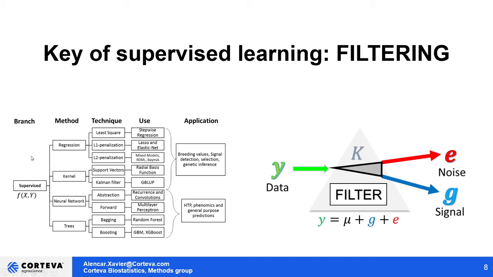From all the supervised machine learning methods, we are accustomed to four major types: regression type and kernel type, which are two that we use a whole lot to generate breeding values, and signal detection. And there are also the neural network and tree, which as of right now have been primarily used for general purpose prediction, such as phenotypes predicting phenotypes, phenomics, and general use, as opposed to capitalizing on a specific type of breeding objective.